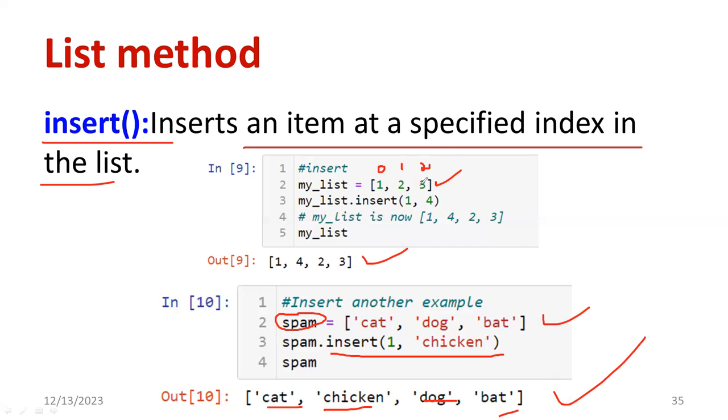In the earlier case, what happened? At the first position I required 4, so 4 is going to be added here. I think it's clear to everybody.